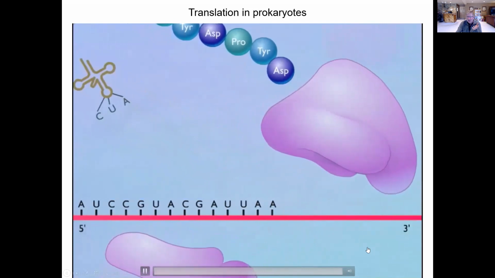So this is super similar, isn't it, to eukaryotic translation, with the exception of the E site in the large subunit of the ribosome. We don't have that in eukaryotic cells. It's found in prokaryotic cells. Other than that, it's the same process.